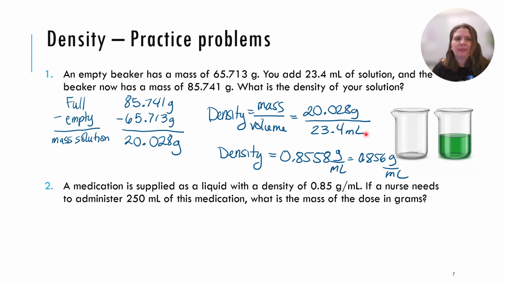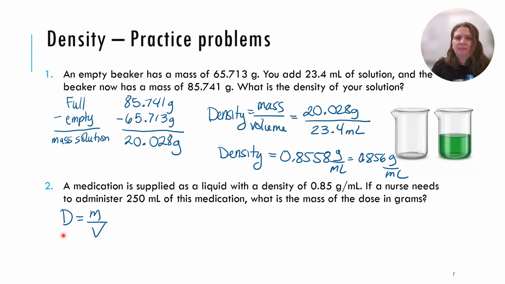For the next practice problem, a medication is supplied as a liquid with a density of 0.85 grams per milliliter. If a nurse needs to administer 250 milliliters of this medication, what is the mass of the dose in grams? We start with the density equation. Density equals mass divided by volume.